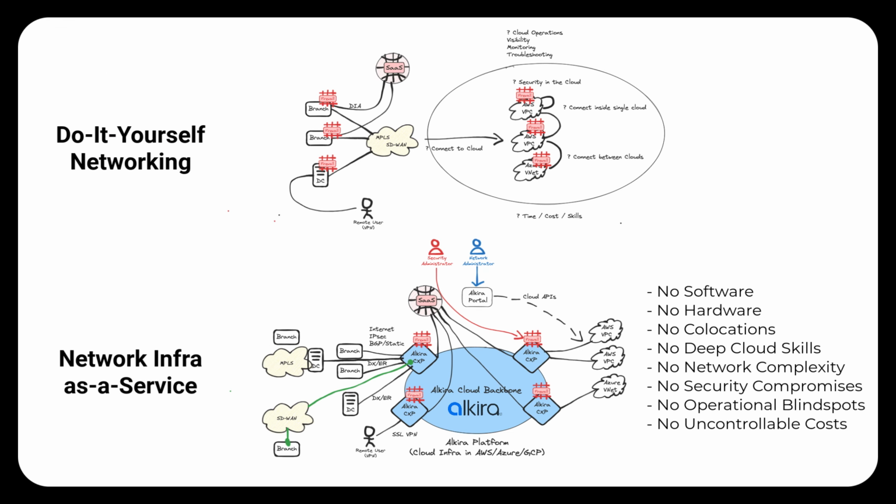As you can see, there is a clear differentiation between the do-it-yourself software and hardware-based network solutions and the Alkira Cloud Network as a Service. The key elements are no software, no hardware, no co-locations, no deep cloud skills, and ultimately no network complexity, no security compromises, no operational blind spots, and no uncontrollable costs.